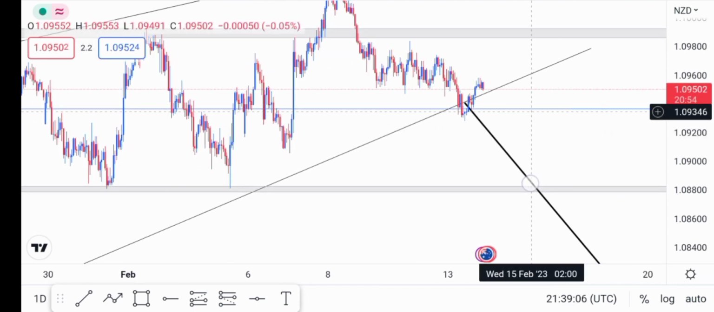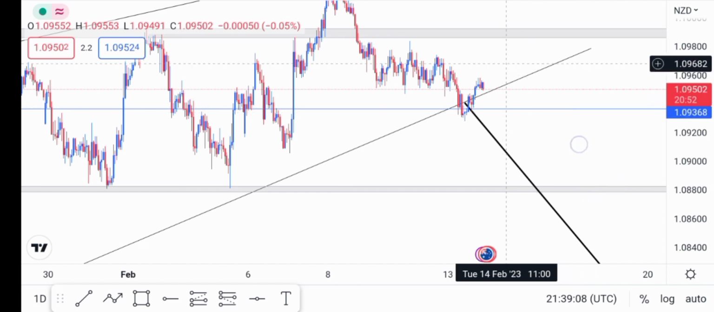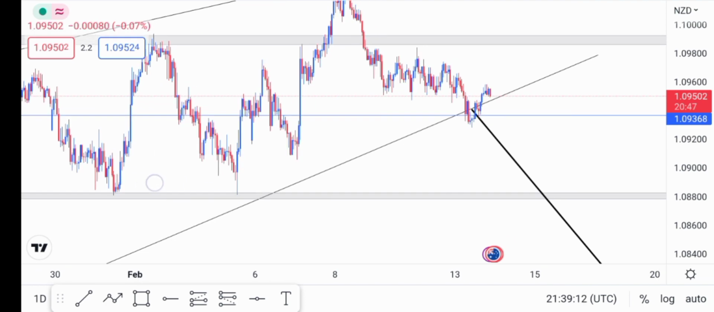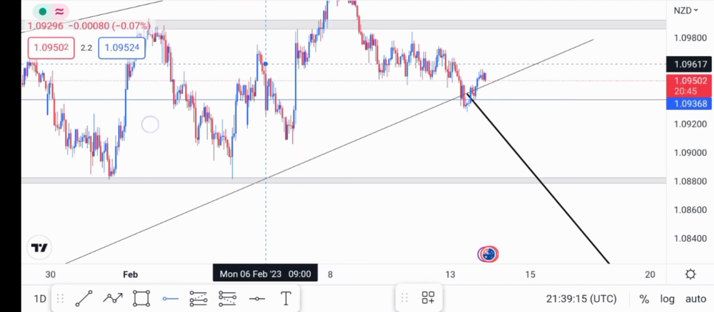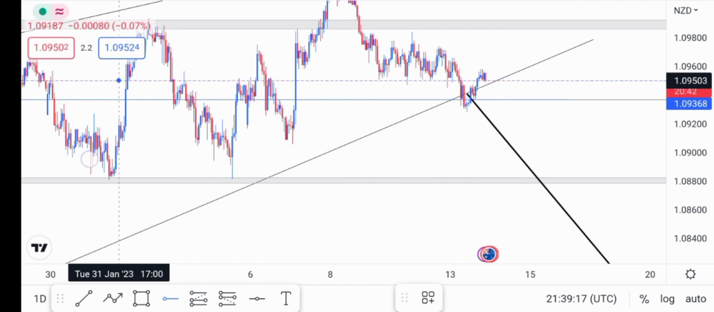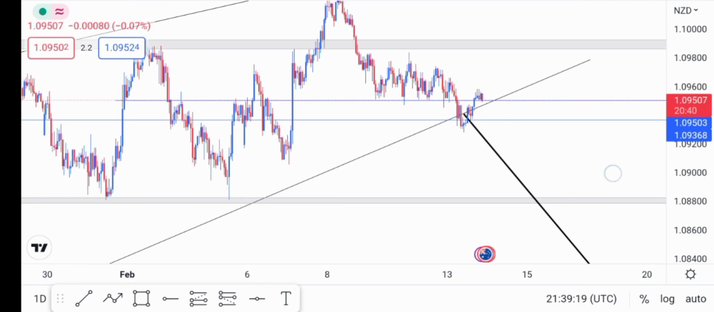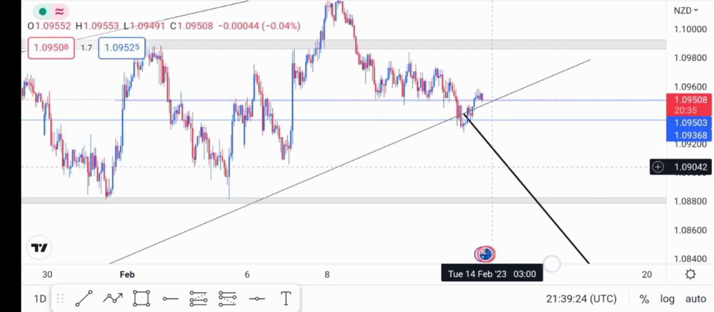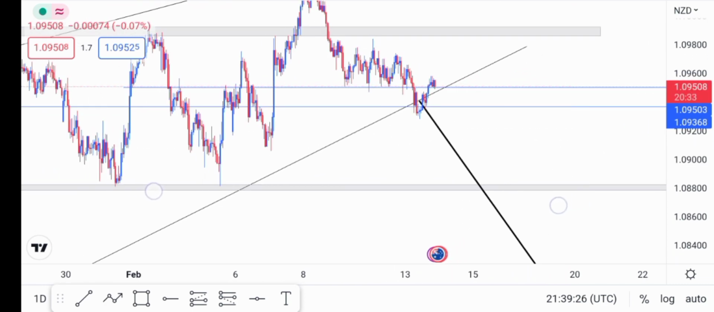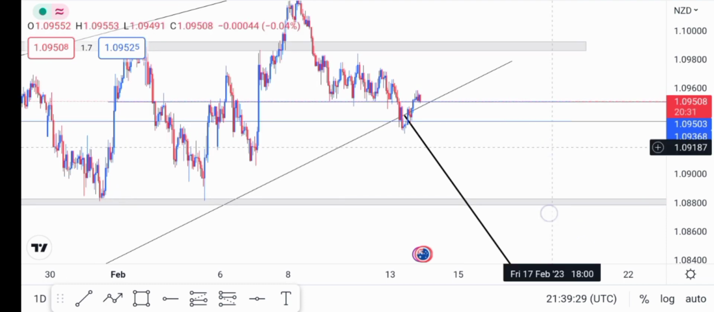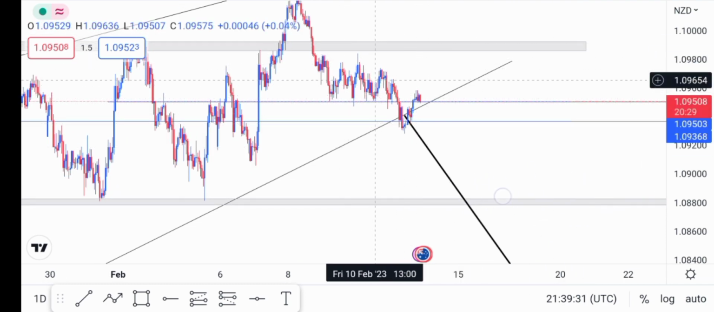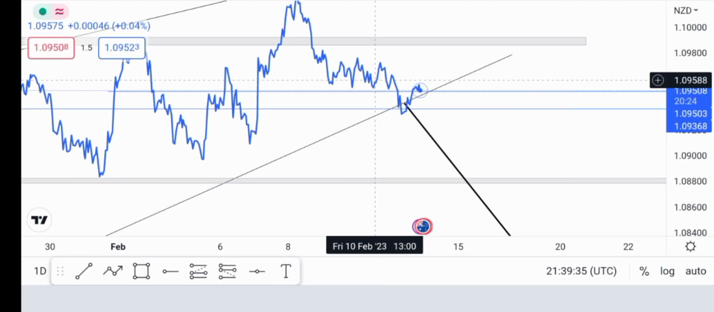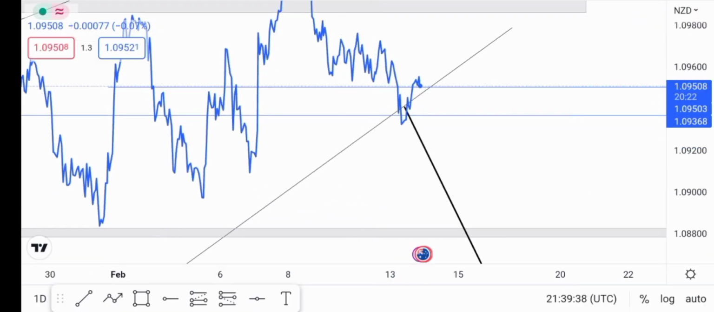You can see the market failed to break this level over here and is now inside this area again. But if you look closely, the market has been respected right over here, so there's a possibility that the market could just go back to the lower side. If the market is going to break this area, there should be some reason for that, so let me change to a line chart to see what's really going on here.